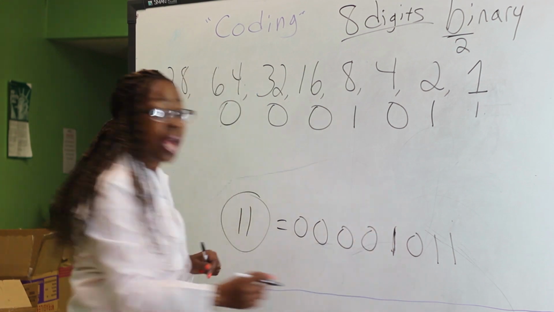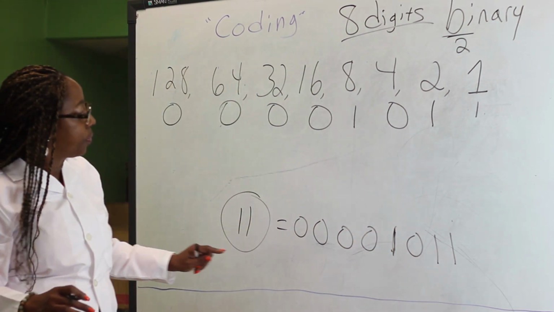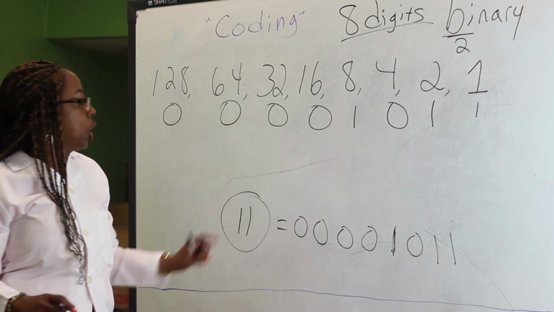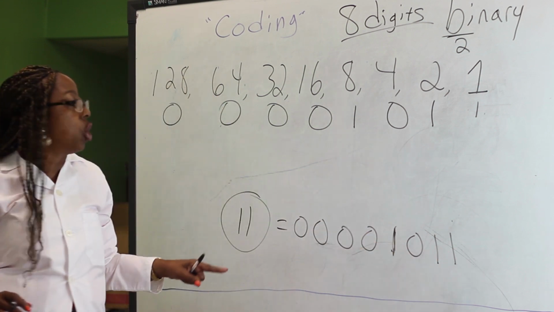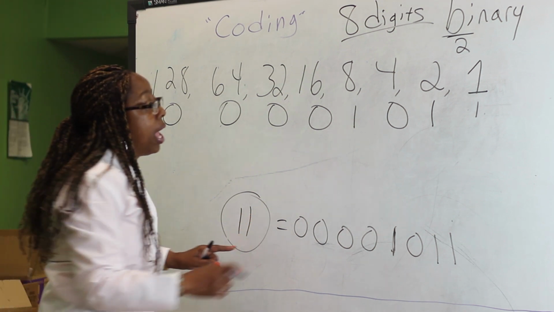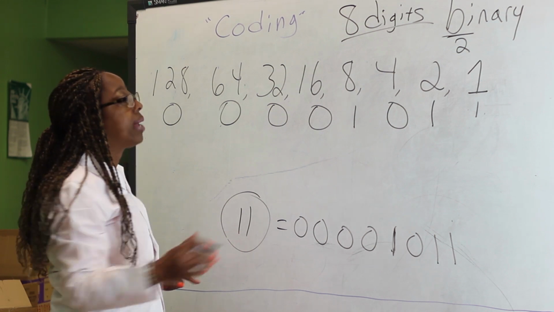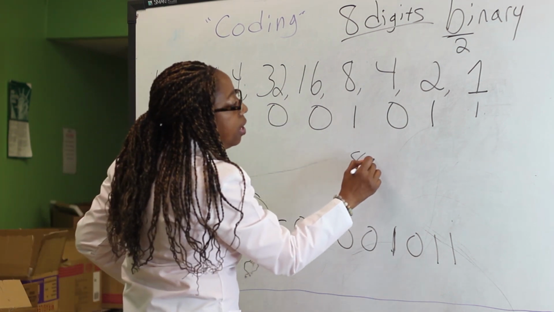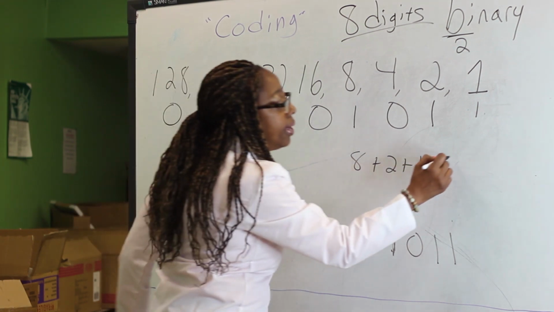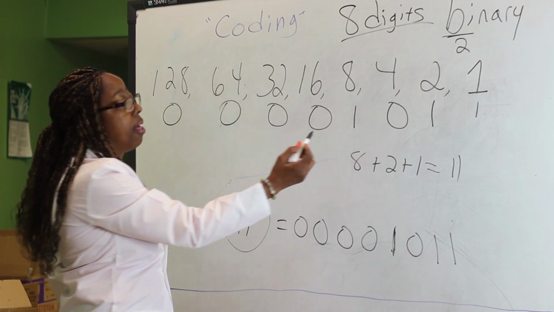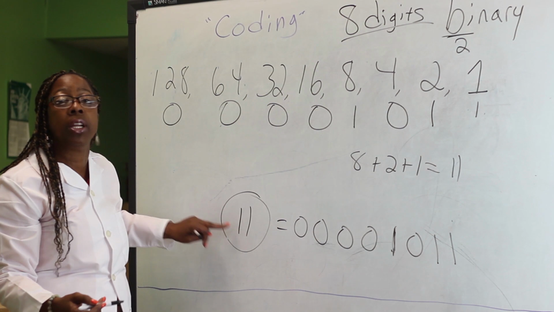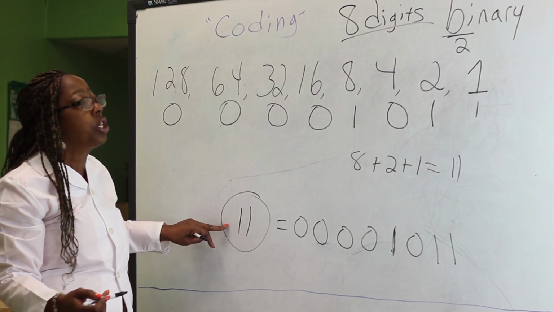Wow, Miss Graham. Okay, how did you do that? Let me show you that again. We got 1, 2, 3, 4, 5, 6, 7, 8 digits there. So if I put those 8 digits into a computer program, it's going to give me the number 11. So how do you check to make sure you're correct? If I take 8 plus 2 plus 1, that equals what? 11. The numbers that have the 1 under them, those are the numbers that will give you the correct answer to what you're looking for.